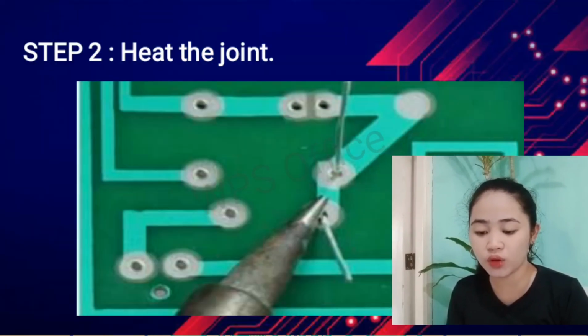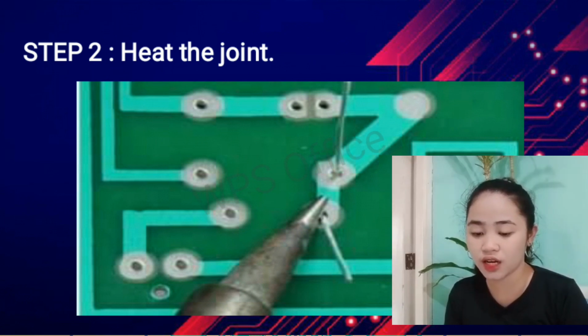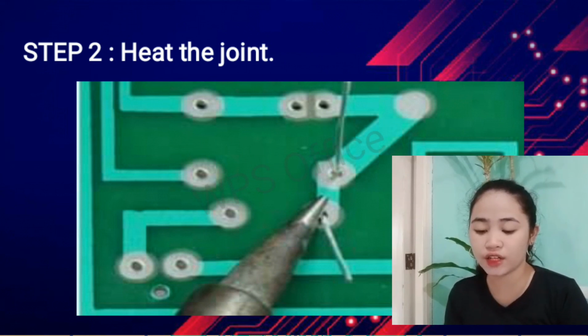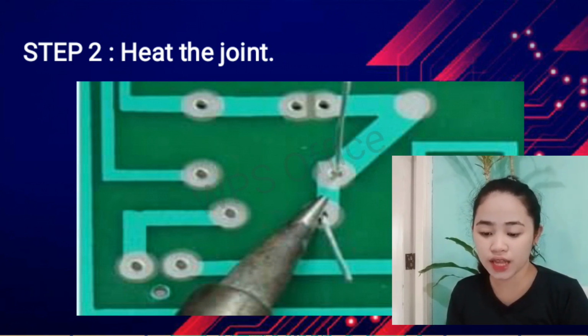Step 2. Heat the joint. Turn your soldering iron on, and if it has an adjustable control, set it to 400 Celsius. At this point, touch the tip of the iron to the copper pad and the component leads at the same time. You need to hold the soldering iron in place for 3 to 4 seconds in order to heat the pad and the leads.